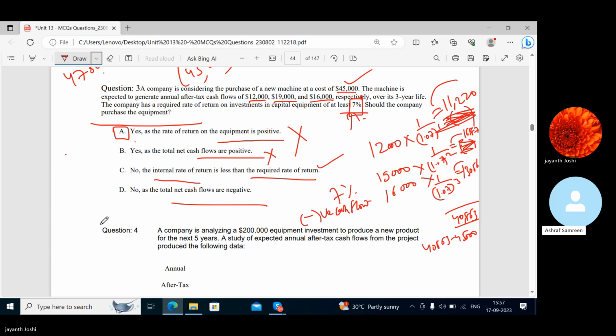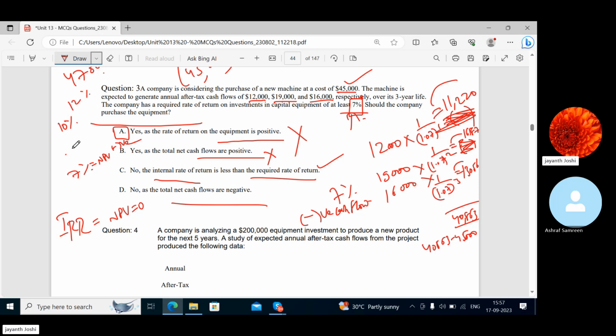So what is IRR? IRR is nothing but the cost of capital at which your NPV is equal to 0. At 7%, your NPV is negative. That means if I take up 10% or 12% or any percent, my NPV will always be negative, right? If I take up 5%, my NPV can be positive, right?